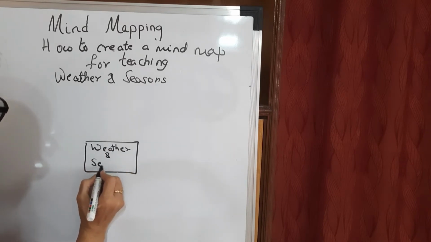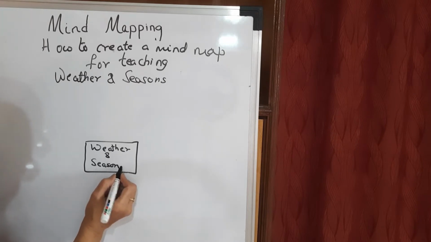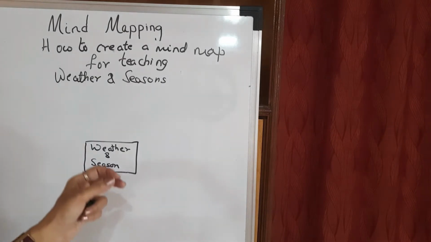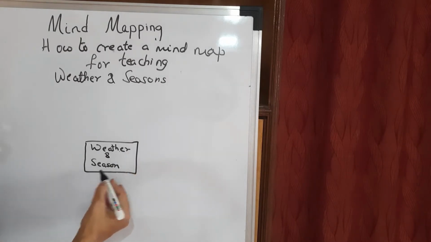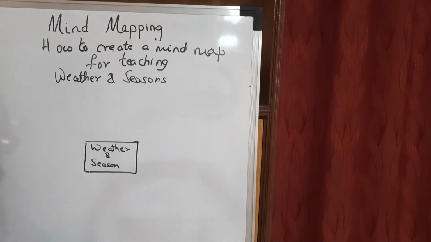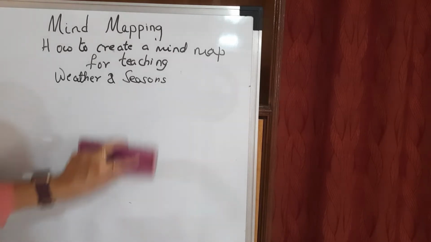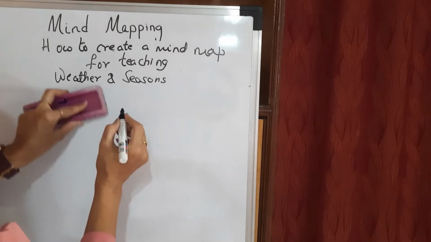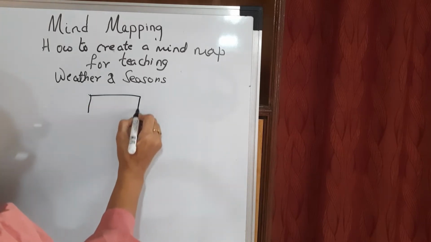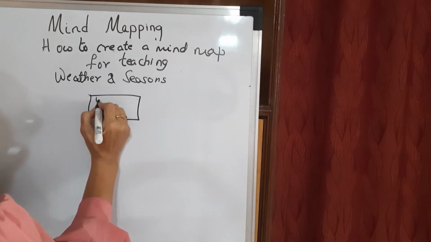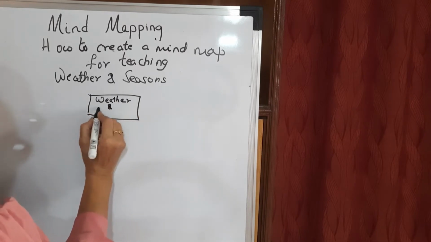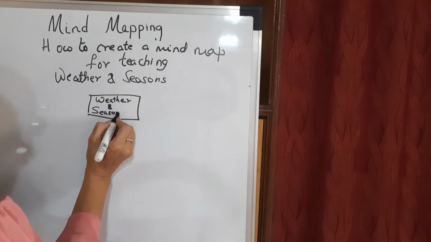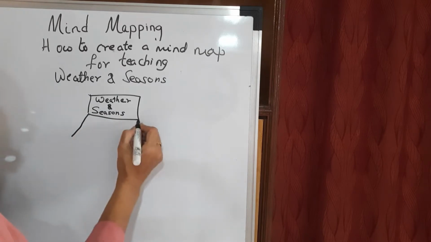and seasons. Okay, now my chapter name is Weather and Seasons. So what are the two concepts which are main in this? That is the weather and the season. So I am going to start. I'll draw it here so that you will be able to see it in the camera. Weather and seasons. So there are two concepts.